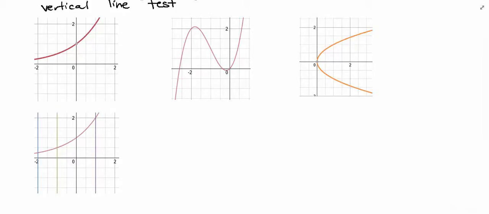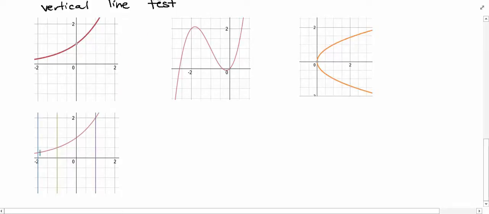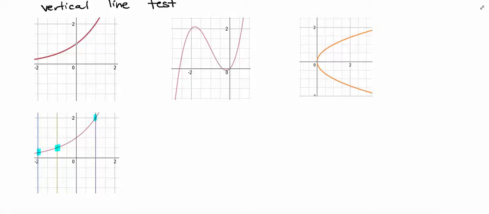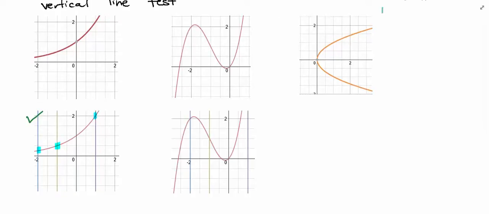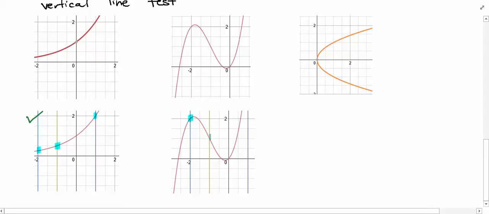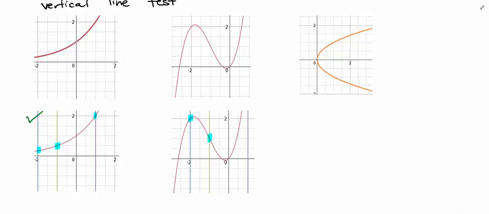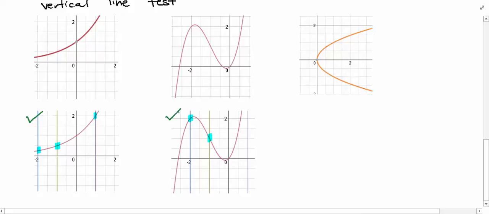So we can see in this first example here, for each of these different vertical lines that have been drawn, they all only cut the graph in one place. So that means that this one would be considered a function. In this second example here, again, if we have a look at each of the vertical lines that have been drawn in, we can see that they only cut the graph in one place. So again, this would be considered a function.